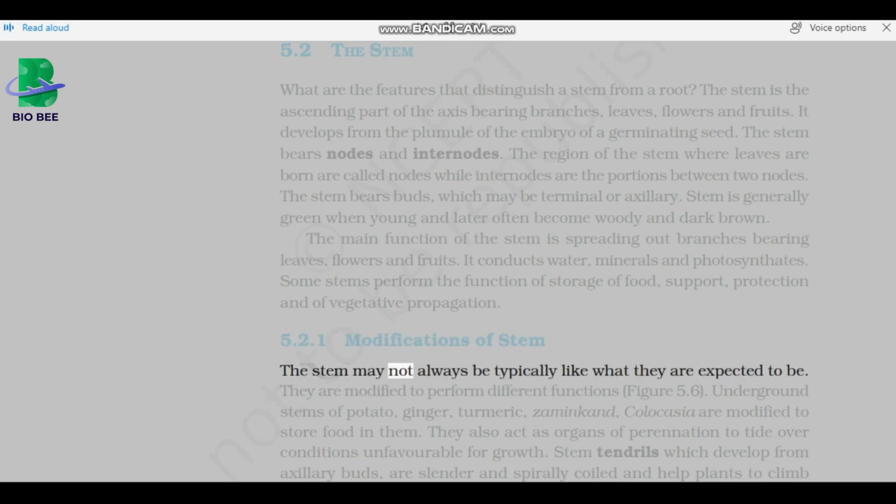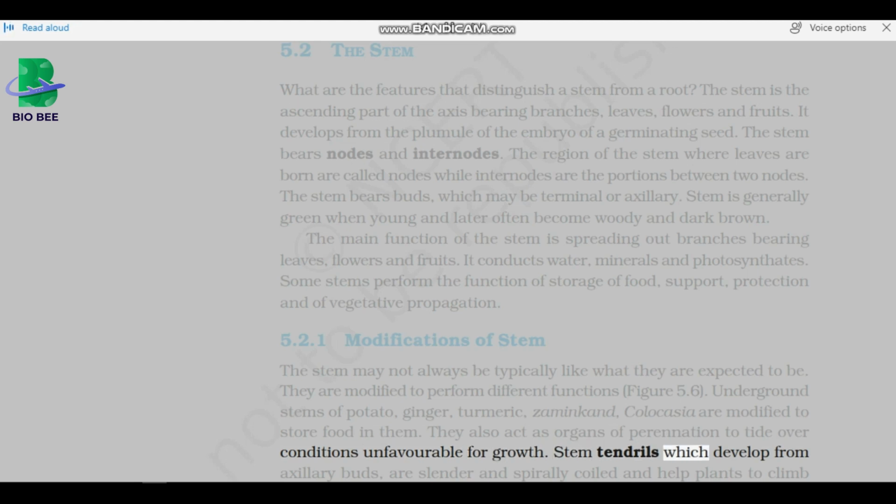The stem may not always be typically like what they are expected to be. They are modified to perform different functions. Figure 5.6. Underground stems of potato, ginger, turmeric, zaminkand, colocasia are modified to store food in them. They also act as organs of perennation to tide over conditions unfavorable for growth.